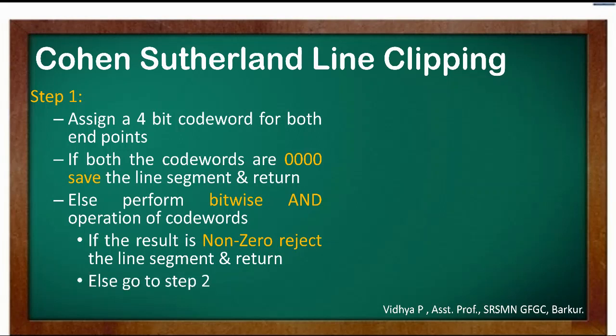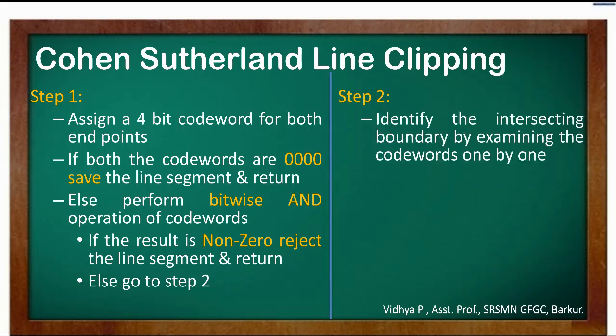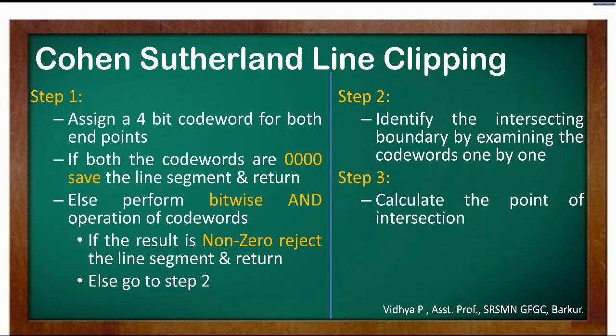It means it needs clipping. In step 2, we identify the intersecting boundary by examining the code words one by one. In step 3, we calculate the point of intersection of the line segment. And in step 4, we save the endpoints and go to step 1 once again. If the particular line segment intersects with more than one window boundary, then we repeat step 1 once again. This is our Cohen Sutherland line clipping algorithm.